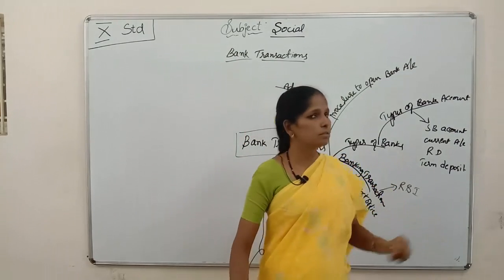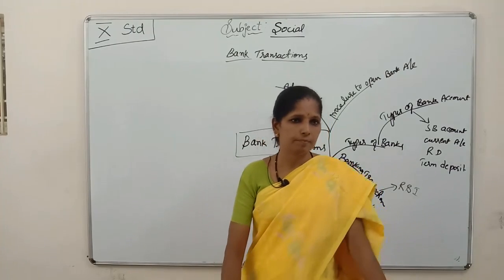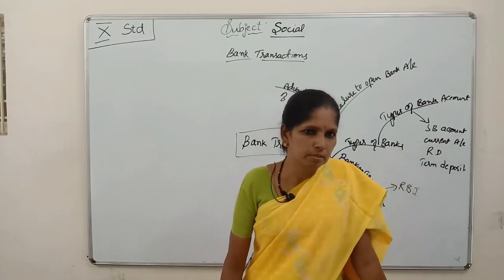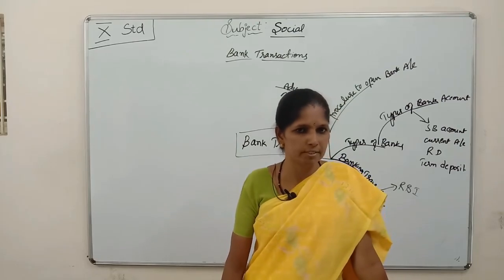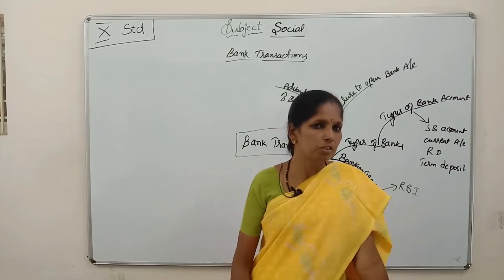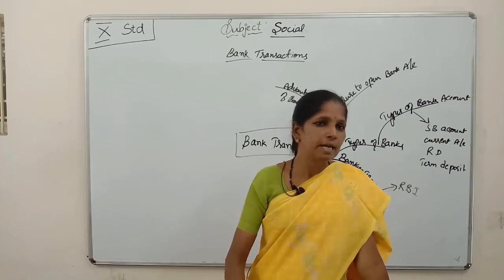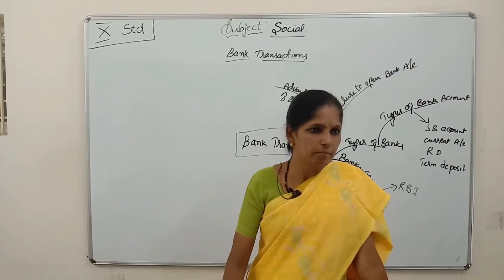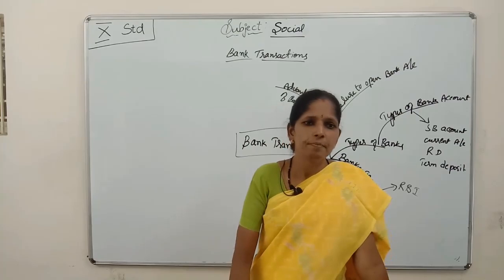Moving towards the savings bank account. This account is generally opened in banks by salaried persons. For example, if your mother or father is working in any office, school, college, then instead of giving that salary in hand, the management or the government will deposit that amount for the customer by taking their account numbers, so that their salary will be credited to their accounts only.